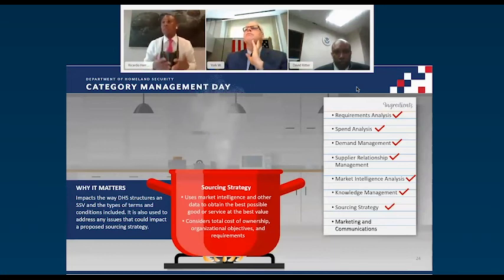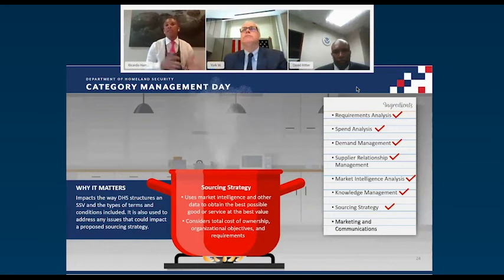Like, what terms and conditions should DHS be considering? For example, when we develop SSVs, we have to consider, well, what are the terms and conditions that we're going to put into that solution? But that's something that you should also be doing, even if you're working on your own task orders, for example, making sure that you're putting in appropriate terms and conditions that make sense for your office.